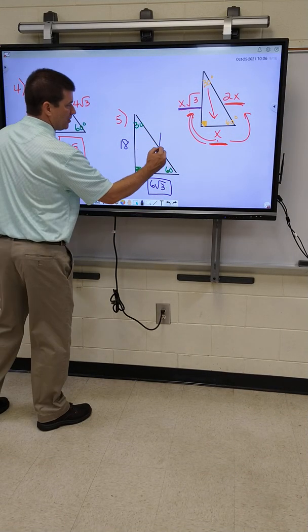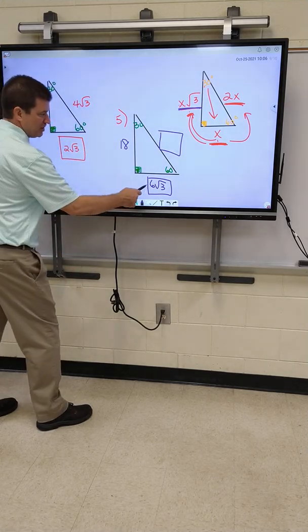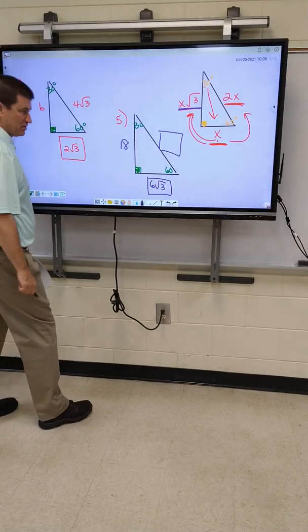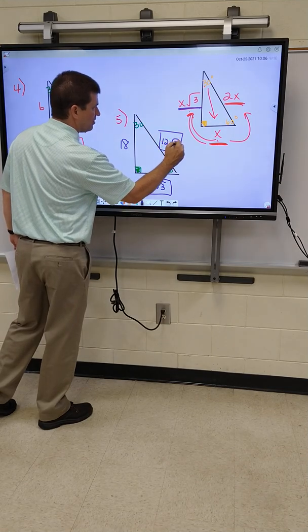What do I do to find the hypotenuse right here? Times it by 2. Which one of these two numbers do I times by 2? 6. Okay, so it's 12 root 3.